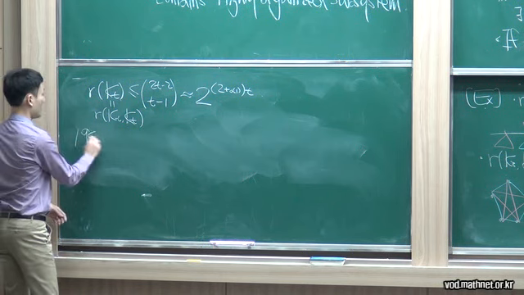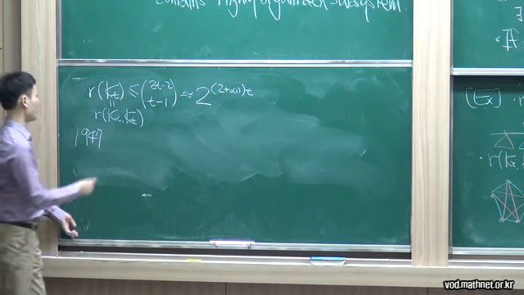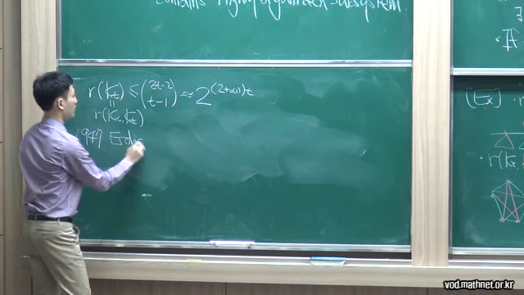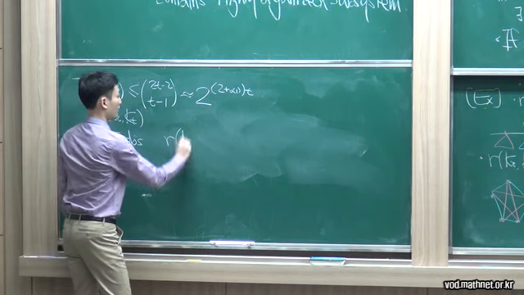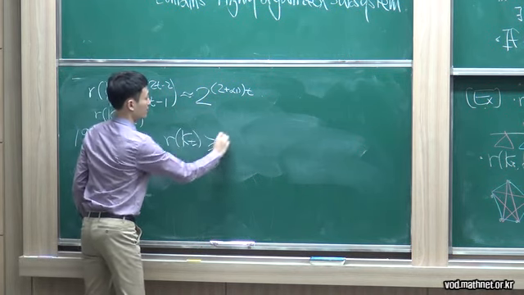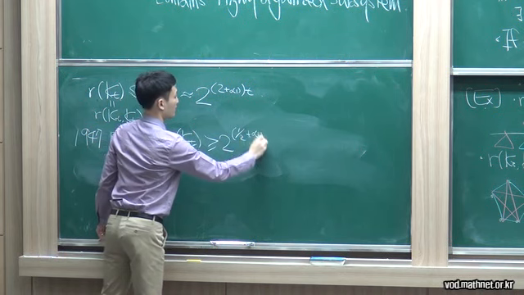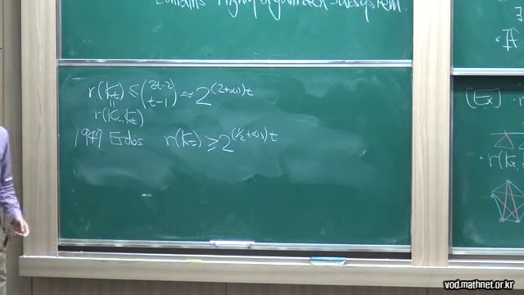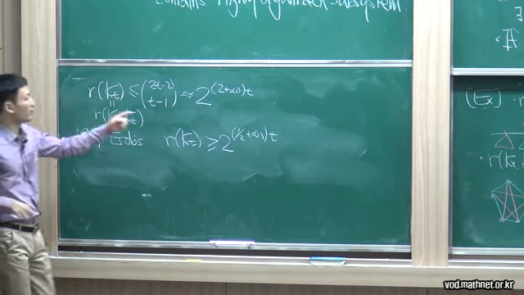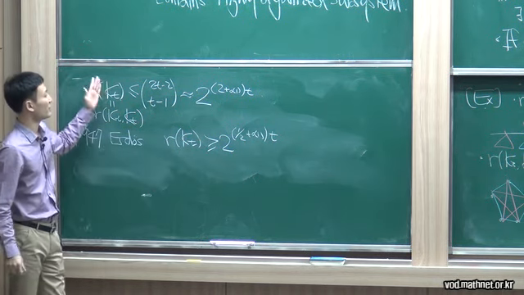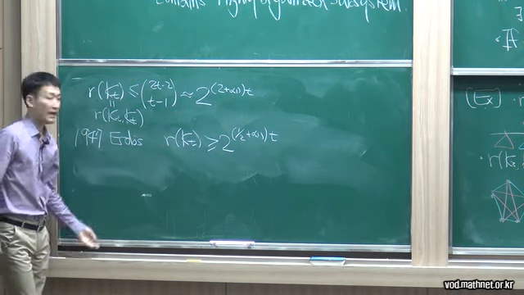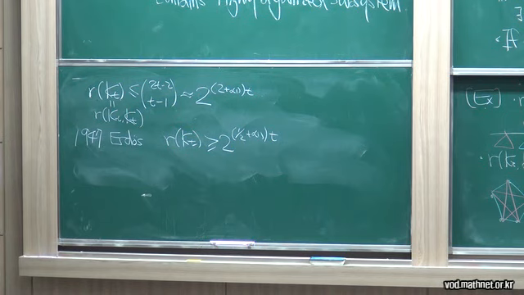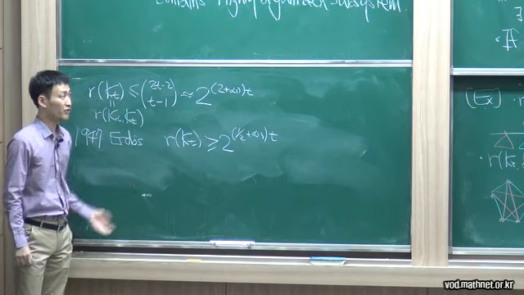So in 1947, Erdős proved that an exponential bound is the correct behavior. So R(K_t) is at least 2 to the t/2. So we don't know the exact exponent, but we can bound it by an exponential function from above and by an exponential function from below. And this is really a beautiful proof using the probabilistic method. It's one of the earliest applications of the probabilistic method. I can show you right here how it goes.